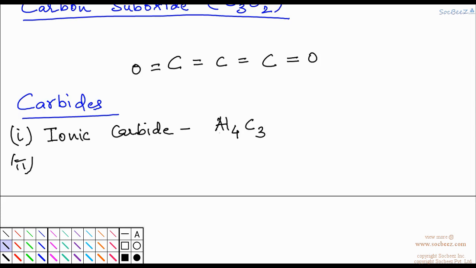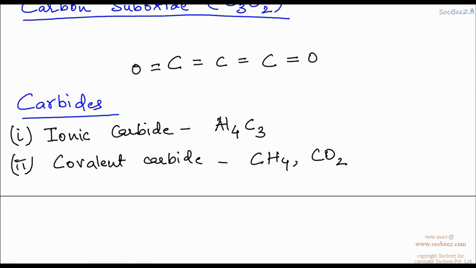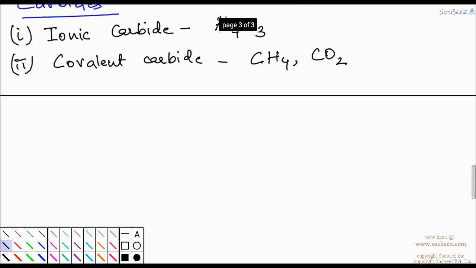The next type of carbide is covalent carbide. There are many examples of covalent carbide. Basically, ionic carbides are ionic in nature because they are formed by reaction of the more electropositive elements, which are on the left side of the periodic table, with carbon. Covalent carbides, for example CH4, CO2, are formed with the less electropositive elements. These are the covalent compounds.